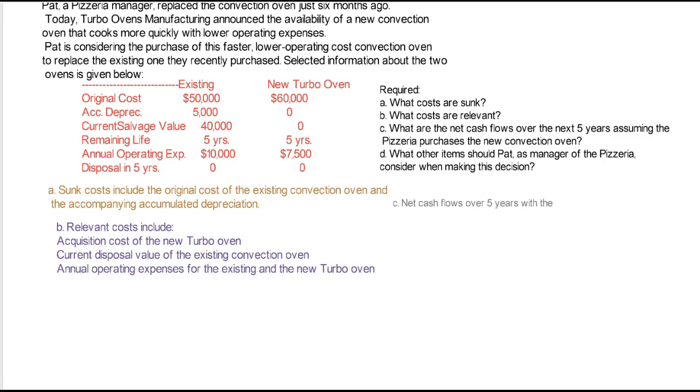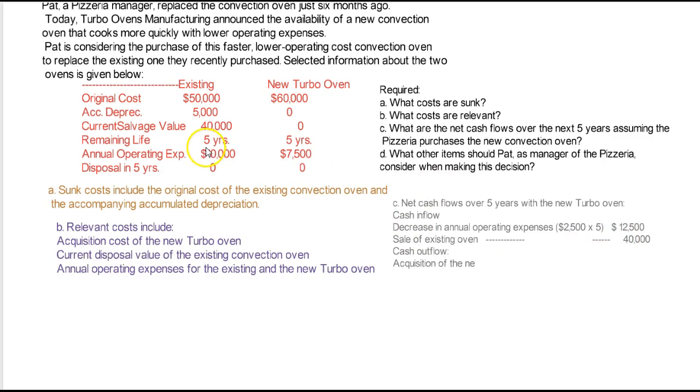The net cash flows over the next 5 years will be the difference between the $10,000 for the existing and the $7,500 for the new one times 5. Plus, I will also get cash inflow from the current salvage value, but I have to spend the acquisition, that should be 60, not 50.